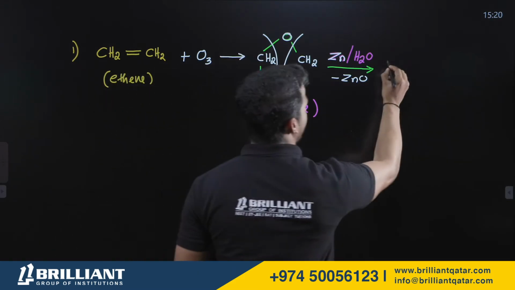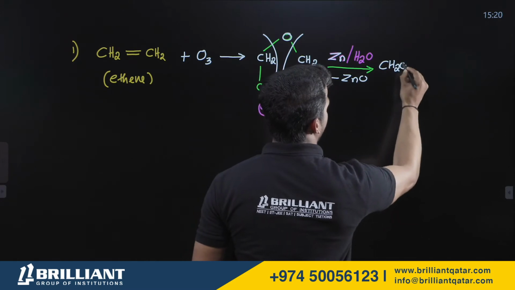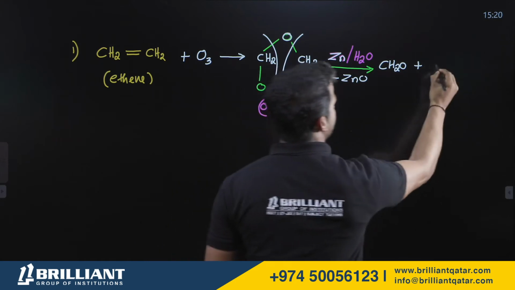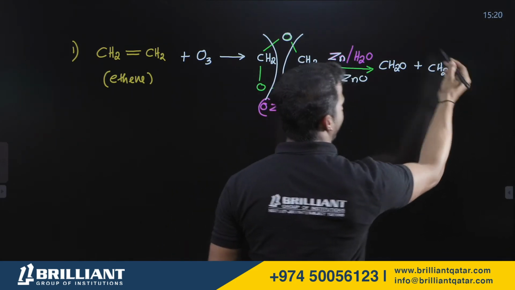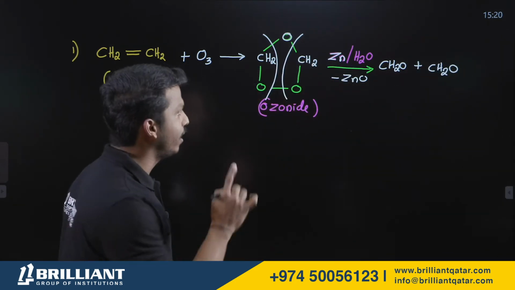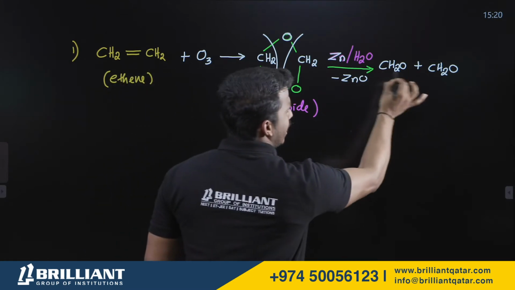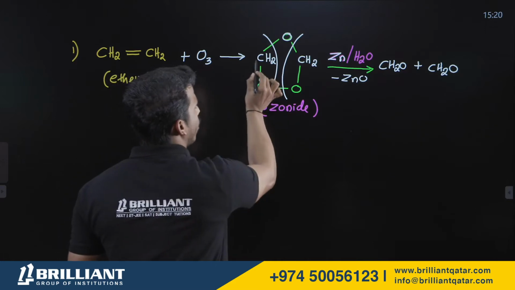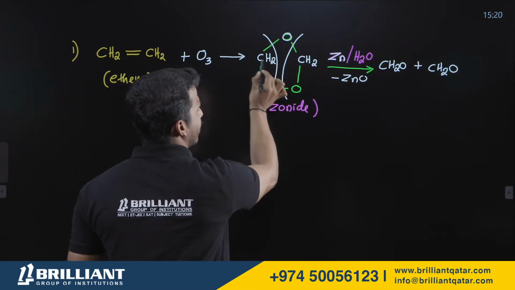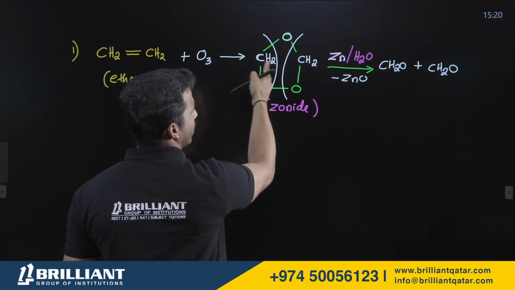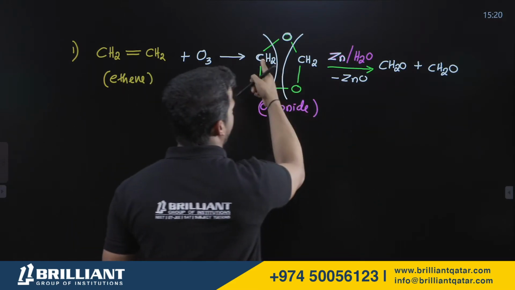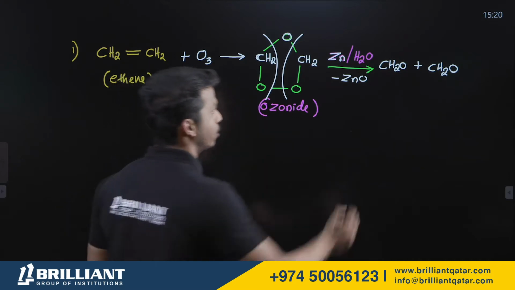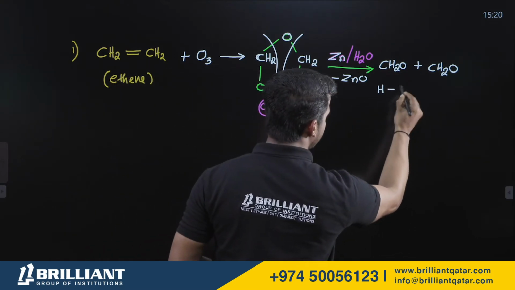What do you have on the left side? CH2O. Let me rewrite: CH2O plus, on the right side, this is also CH2O. See carefully here. CH2O means the carbon already has 2 bonds with hydrogen, so 2 hydrogens are already bonded, and this carbon-oxygen bond should be a double bond. So what is that compound actually?